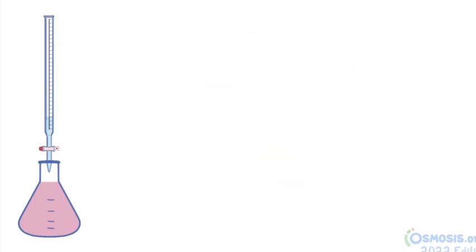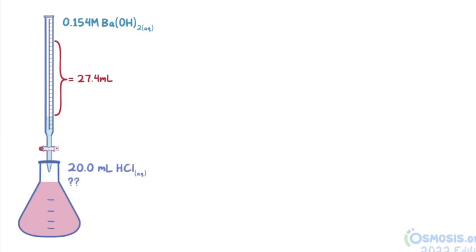Let's do another titration problem. Suppose we use 27.4 milliliters of a 0.154 molar solution of barium hydroxide to completely neutralize a 20.0 milliliter sample of a hydrochloric acid solution. Our goal for this problem is to once again find the starting concentration of hydrochloric acid.